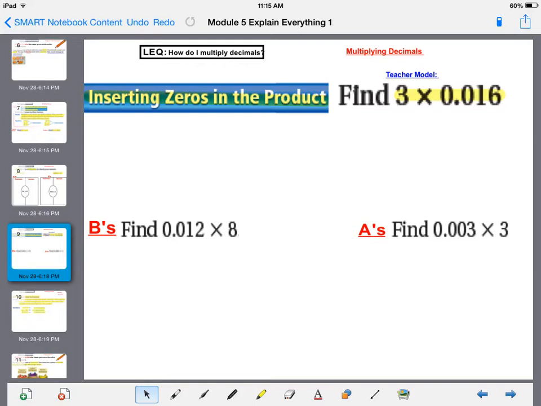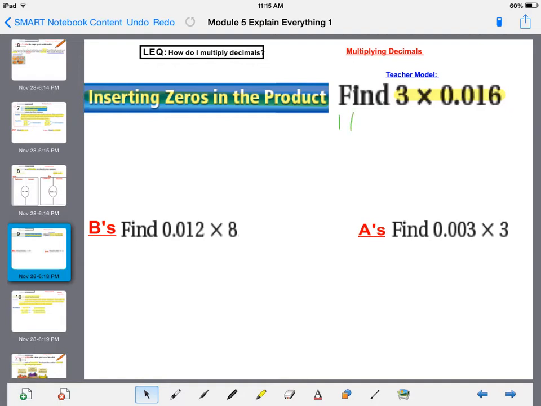Now, what happens when you have to insert zeros in the product? It really is not difficult at all. Again, those zeros are there and they will confuse us if we allow them to. We're just going to follow the rule. The rule says multiply these numbers as if they were whole numbers.